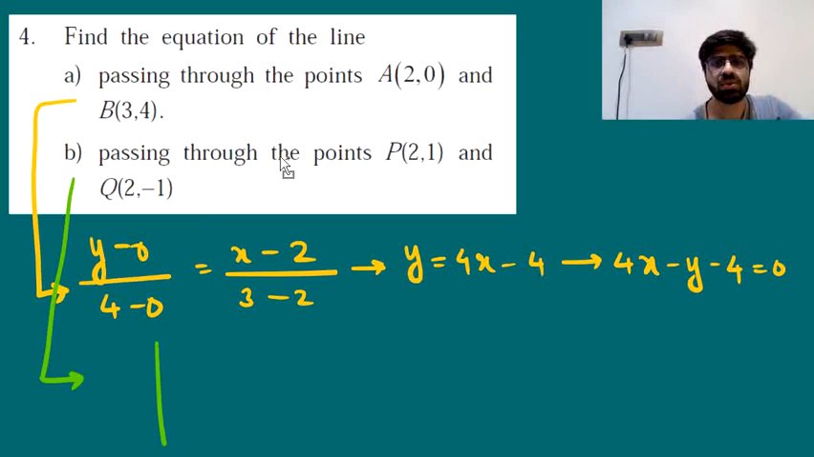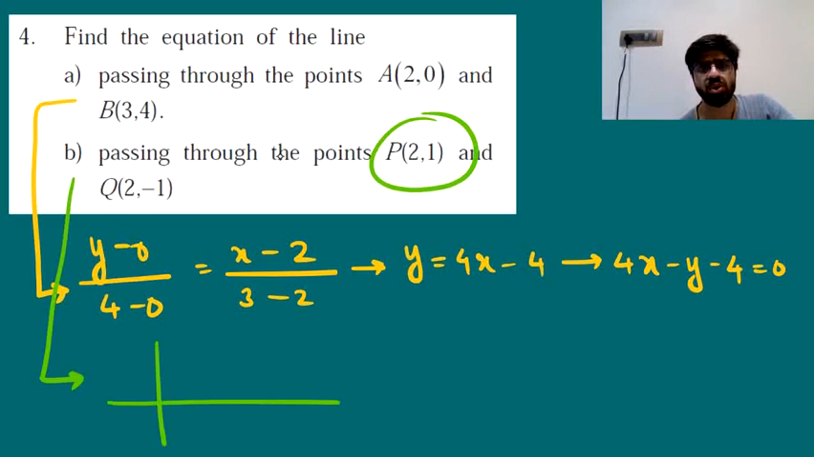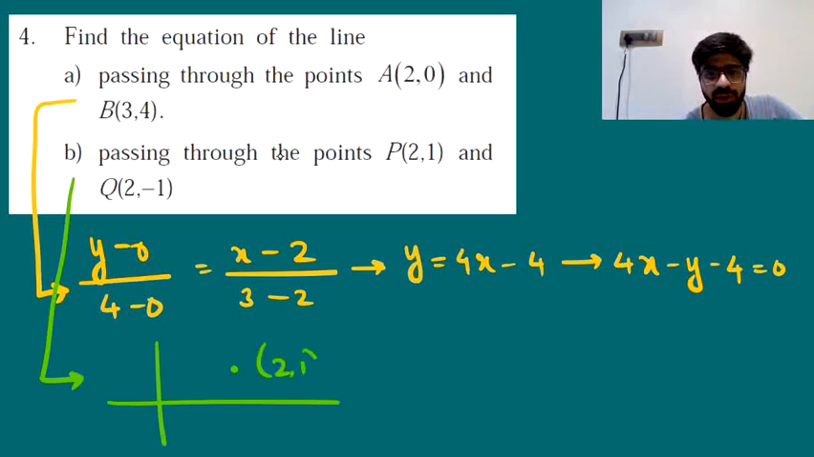Now this time don't try using that 2-point form, because when you go for 2 minus 2, the denominator on one of the sides is going to become equal to 0. You can say that if you plot the points 2 comma 1 and 2 comma minus 1, 2 comma 1 will be here, that is point P. 2 comma minus 1 will be a point here, that will be point Q.